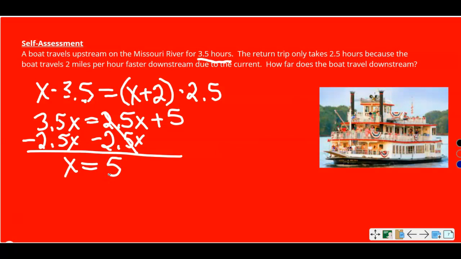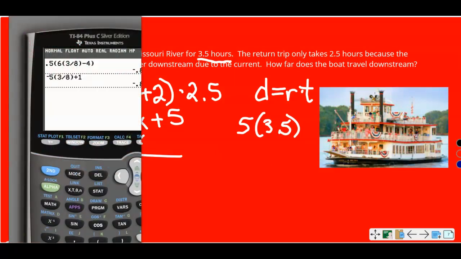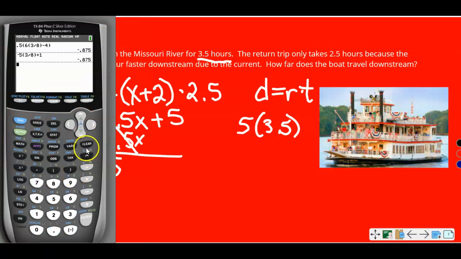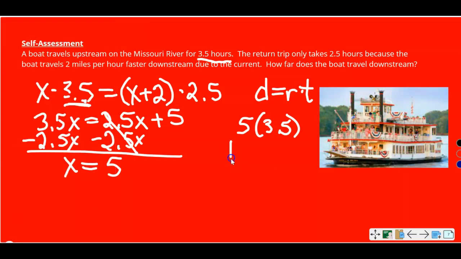So we need to know how far the boat traveled. Remember, distance equals rate times time. We knew the time was 3.5, and now we know the rate is 5. So we can say 5 times 3.5, and that's going to be 17.5 miles.